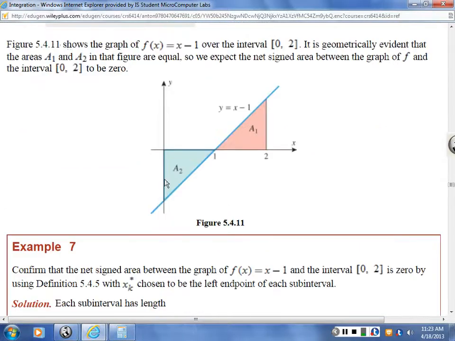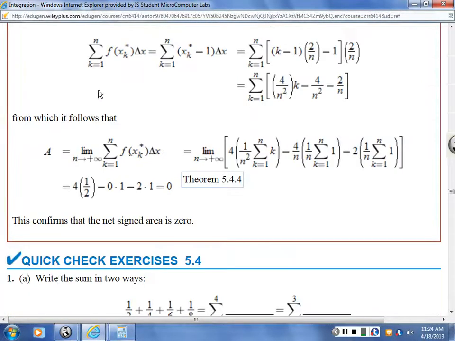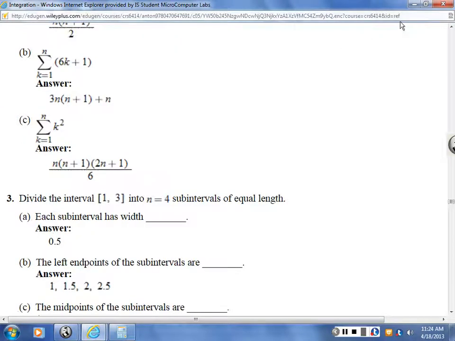This is the example. If I want to find the area underneath the curve x minus 1 from 0 to 2, take the area of this triangle plus the area of this triangle. And it turns out to be 0. So you can have net signed area be 0. The area underneath this curve here is 0. Don't worry about anything like this.